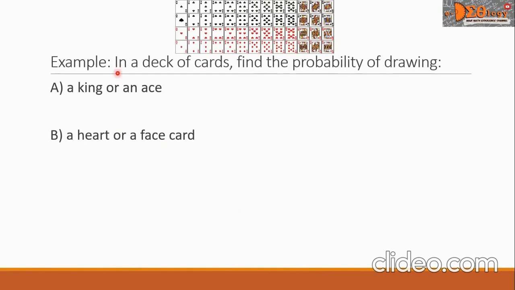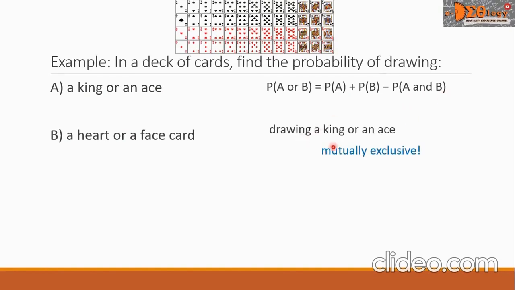Let us have an example. In a deck of cards, find the probability of drawing, letter A, a king or an ace. Letter B, a heart or a face card. Let's start with our problem A. Let us write our formula here. The P of A or B equals P of A plus P of B minus P of A and B.